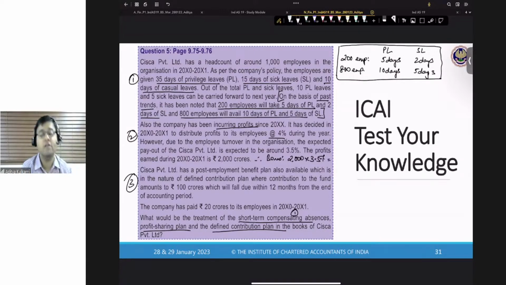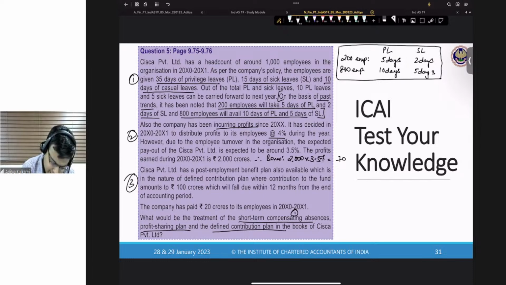Sir, but 4% you would have taken if the attrition would not have been there. Since there is attrition, the overall reduction is 0.5%. So therefore, you will take it based on 3.5%. So that comes to how much? That comes to 70 crore. You will have to book an expense of 70 crore. If it is paid, it goes off the bank; if it is not paid, it is credited to the liability, and it will be paid in the coming year. So this is 2000 into 3.5%, that is 70 crore.